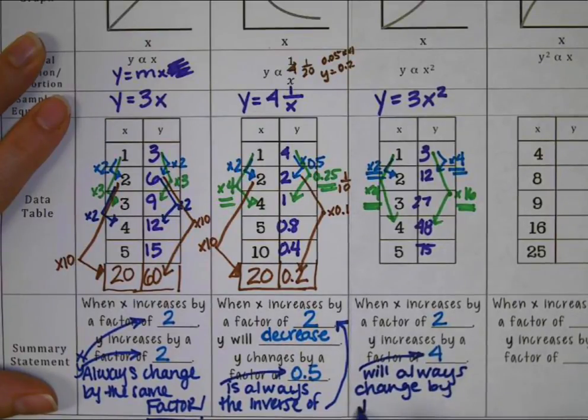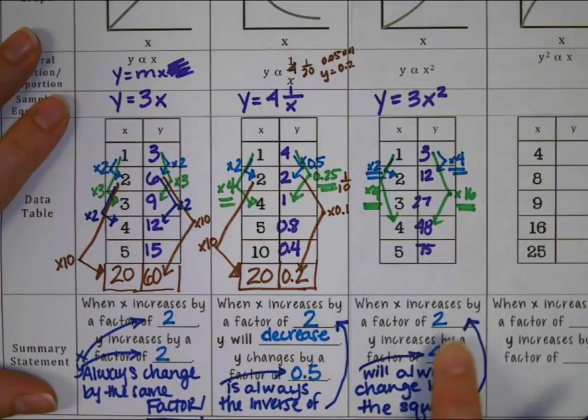by the square of x's change. So I know I'm kind of saying some of those words and not writing them, but y is always going to change by the numerical value that is the square that x changed by.